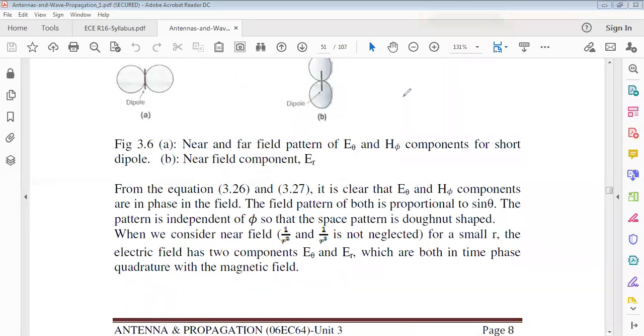Are you able to follow what I want to train you? This is not a class, this is a training program. Here we at least learn the systematic approach to find the field components, to find the antenna parameters, and the expression for free space impedance, like this.